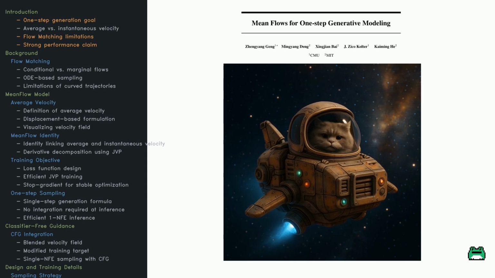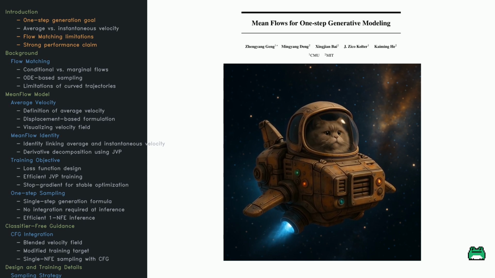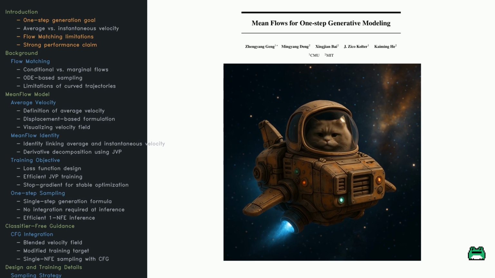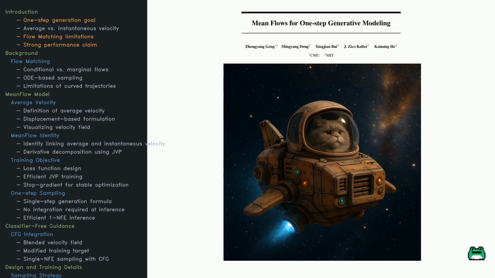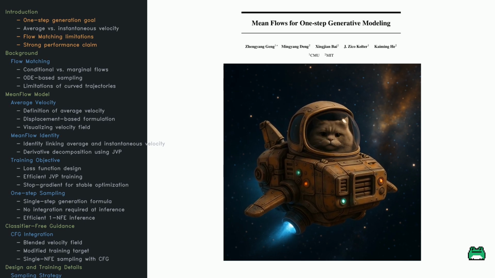Instead of tracking instantaneous velocity, it learns to follow the average velocity, kind of like finding the straightest path from A to B, rather than wobbling through every stop along the way. This simple shift unlocks some serious speed. We're talking ImageNet quality generations, trained from scratch, and beating previous one-step models by a mile. Ready to unpack the magic behind this single-step wonder? Let's dive into the flow, the Meanflow.